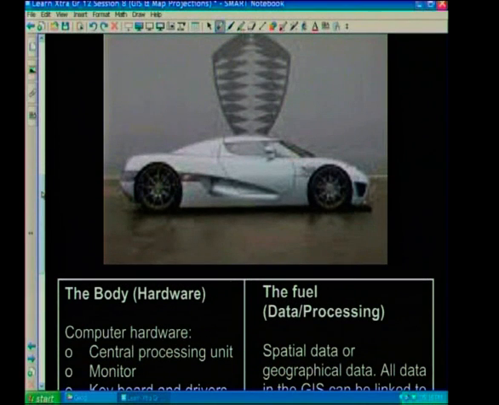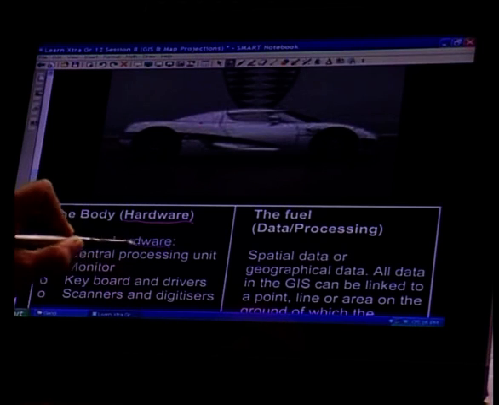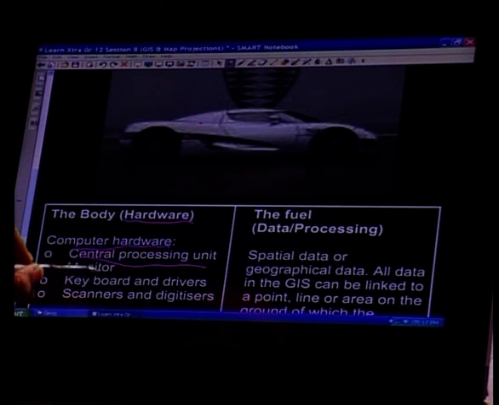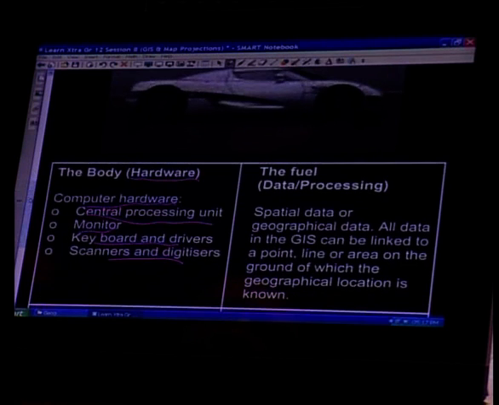Right, let's take the first one, the hardware. This is an easier way of understanding it. All right, the hardware itself is like the body of the car. It won't look very good if you don't have a body of a car, and then you're going to sit in it. There'll be huge problems. So it's the same with this program: the computer hardware, the central processing unit, the monitor, the keyboard, the scanners are like the body of the car. You need all these things. Okay?